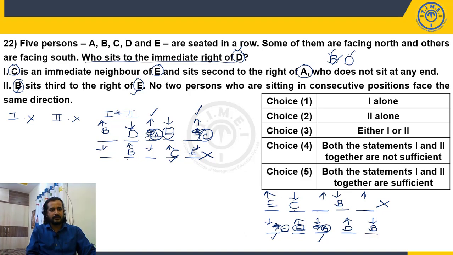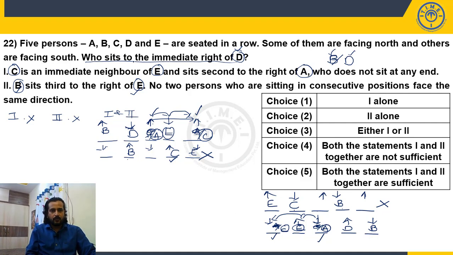But we have to satisfy this condition: C is second right of A. Here is a C, second right, perfectly matching. Because facing north, first right, second right. Here, second right of A. A is here, first right, second right, perfectly matching. We have the two arrangements, it's okay.